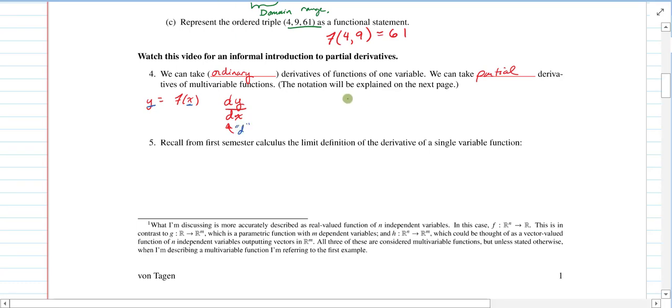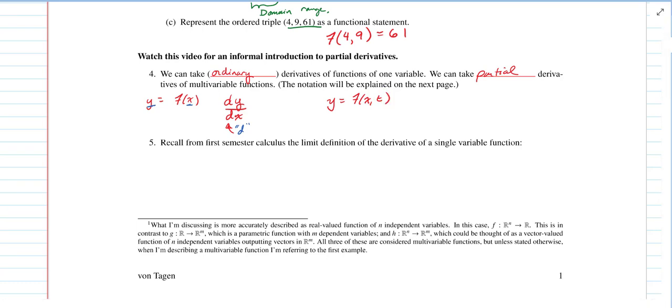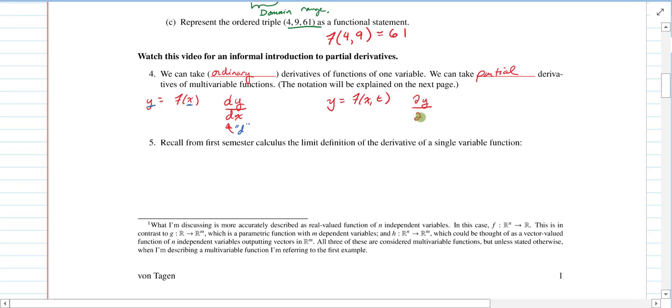But let's say I gave you a multivariable function, like maybe, for instance, y is a function f of x and t. So if I were to take the partial derivative of this function, I might denote it as partial y, partial x, or if I were to do it for the other independent variable, I might write partial y, partial t.